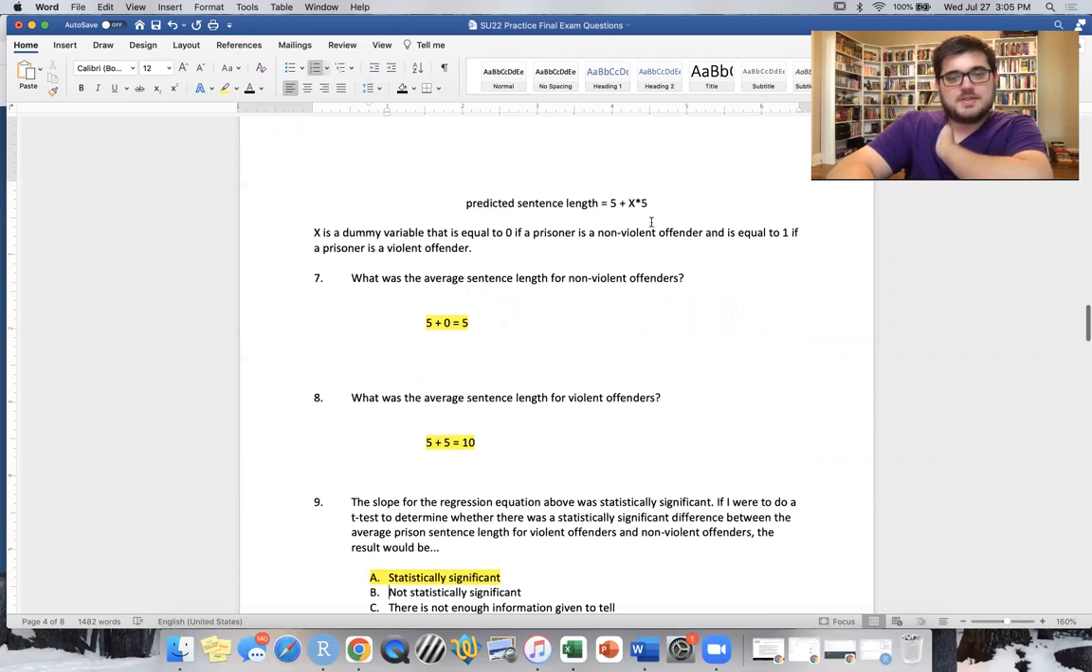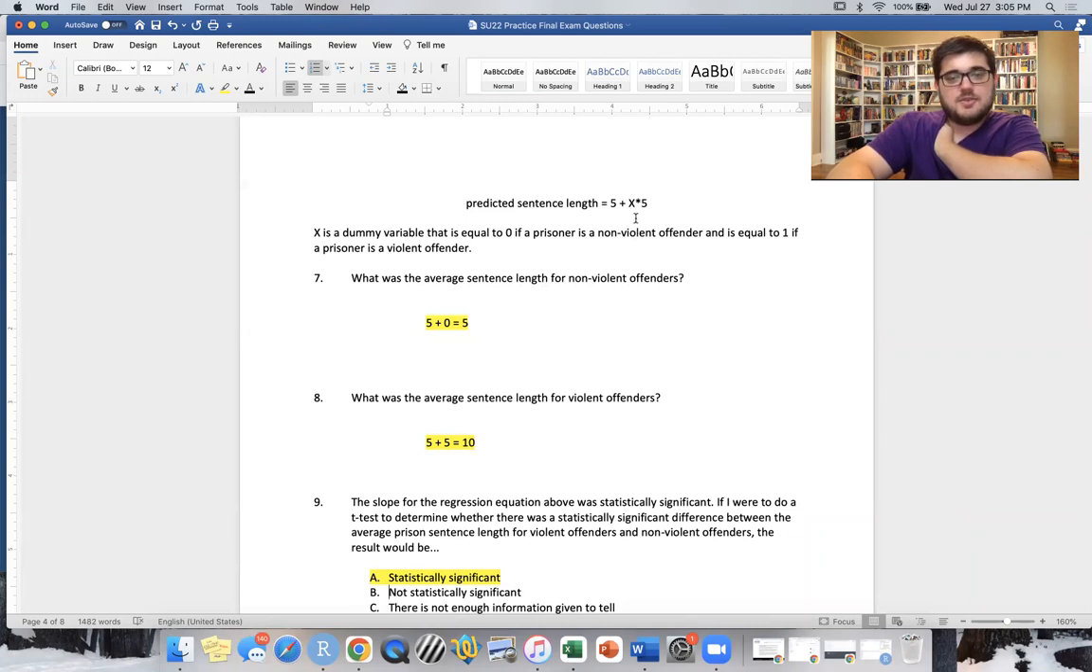where there's one predictor and the predictor, the independent variable, is categorical, it's being coded with a dummy variable, that means that the dummy variable and the coefficient represent just the difference between groups. So this 5 is the difference between groups. The average length of a prison sentence for non-violent offenders is 5 years. The average length of a prison sentence for violent offenders is 10 years. It's a difference of 5 years between the groups.